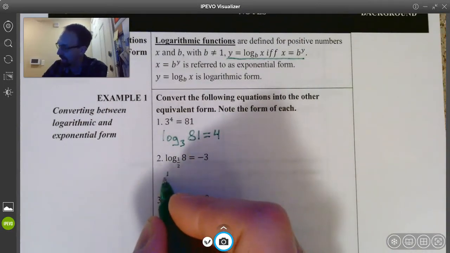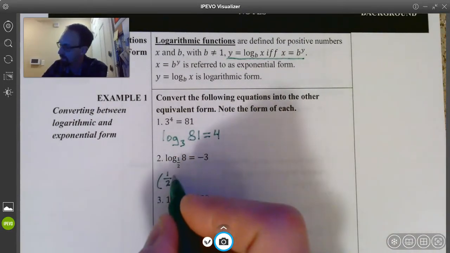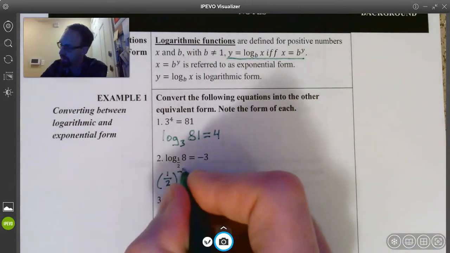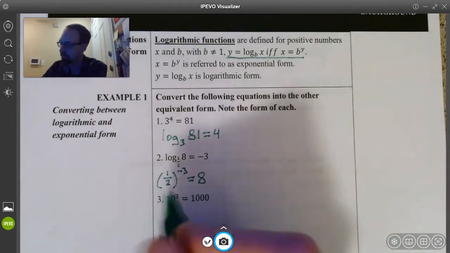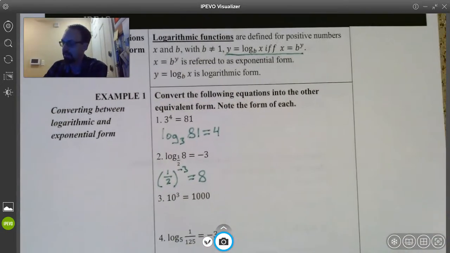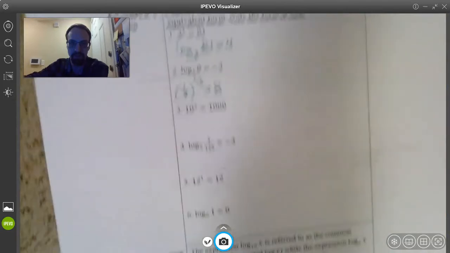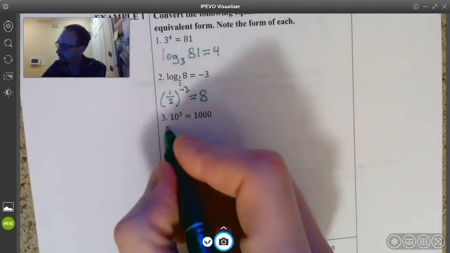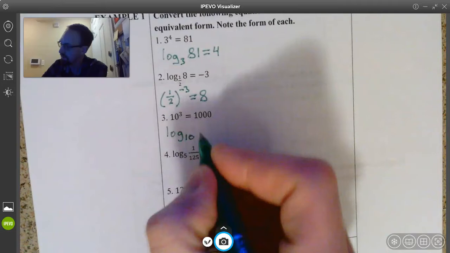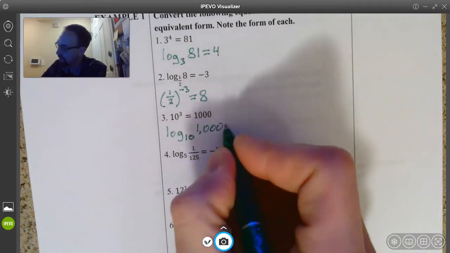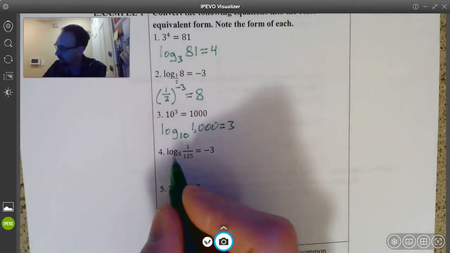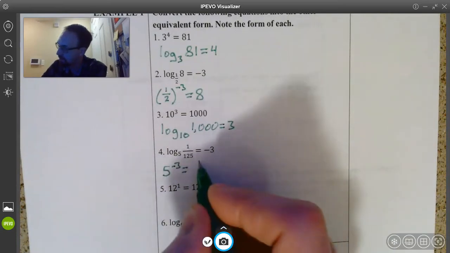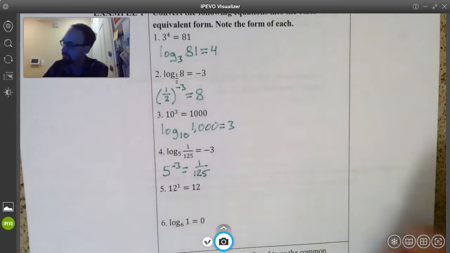So 1/2 to the negative 3rd power equals 8. And you know that's true. You could verify, 1/2 to the negative 3rd power does in fact equal 8. Then the next one, log base 10 of 1000 equals 3. And then this one converting back, so it's 5 to the negative 3rd power equals 1 over 125.